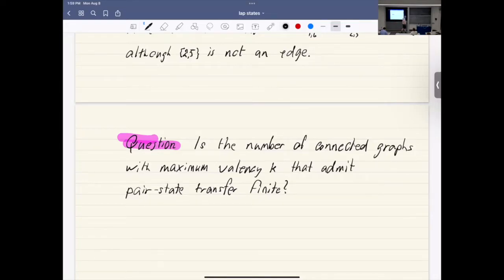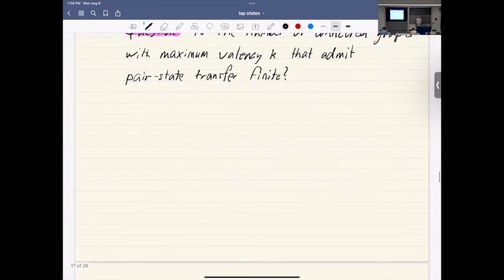So the vertex state transfer using the Laplacian, my earlier result applies. And if I'm doing pair state transfer using the unsigned Laplacian, I'm okay. But in this one case, with pair states on the Laplacian, I don't know what happens. So that's an open question.